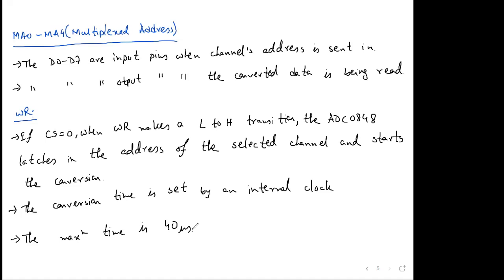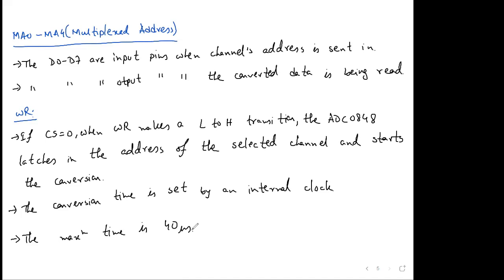And when we select output, then all the 8 pins are used. But when we make these pins input, that is when we are reading the channel's address from the multiplexer, then we say that these are my input pins. Again, we will see in detail how we can select the channels just after this page. So that is your MA0 to MA4, also known as multiplex address.